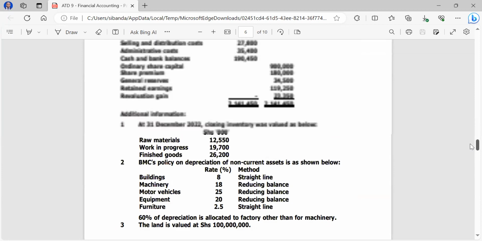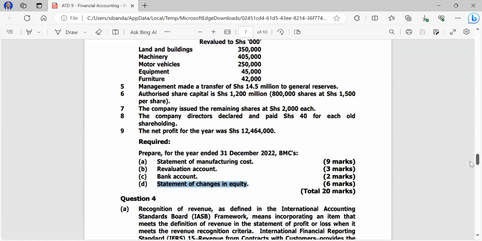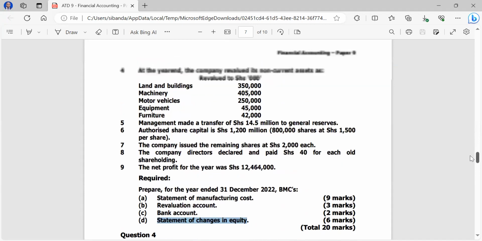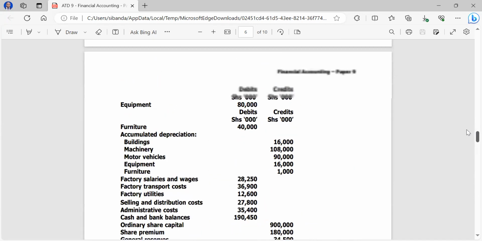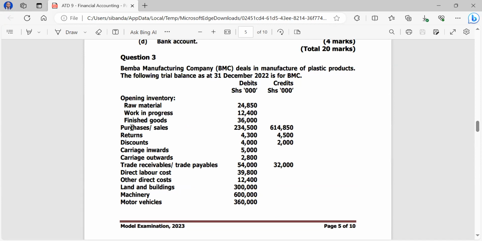And what I'm trying to say is that whenever I see that the examiner is asking me to prepare a statement of changes in equity, my interest now is to get back to the trial balance presented to see which are those items that I would regard as items that fall under the statement of changes in equity. So as we can see, we started with opening inventory, and opening inventory is a current asset. So it's not an item of equity.